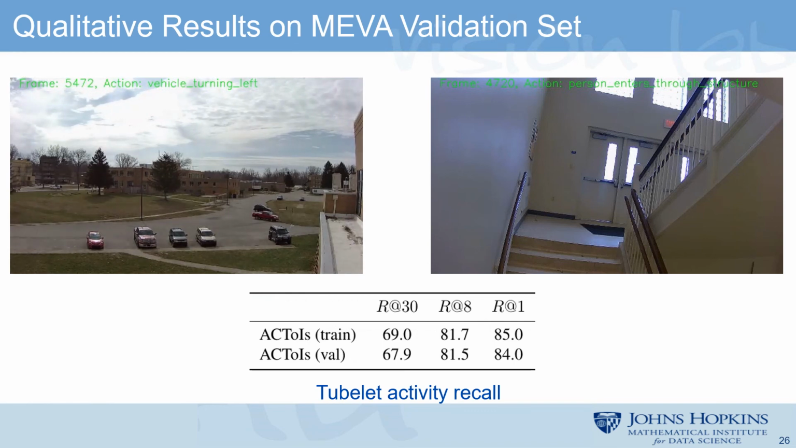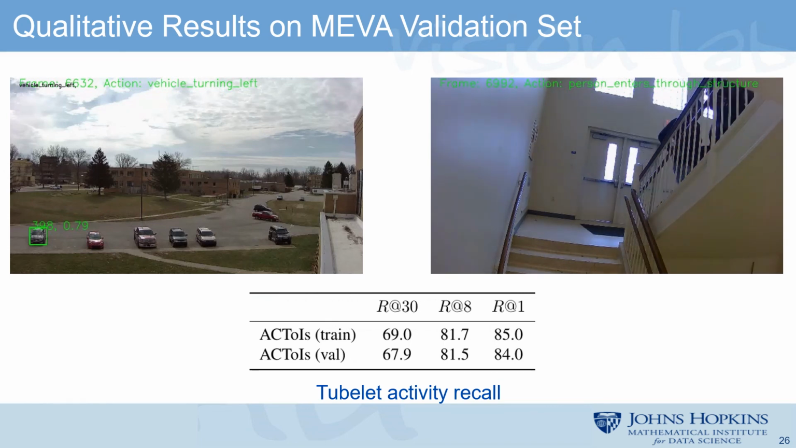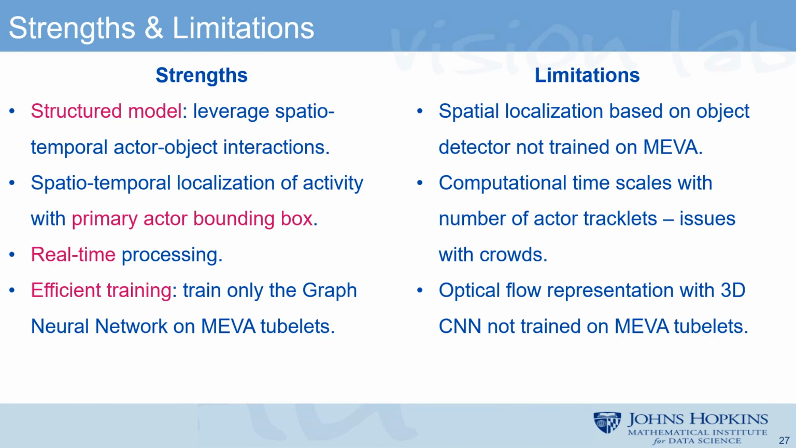If we look at the tubelet activity recall at 30 consecutive frames on the MEVA internal validation set, our tubelets are able to retrieve 68% of the ground truth activity instances. In summary, we presented a structured model for activity detection in extended videos, which models actor-object interactions, localizes activities on an actor level, can process videos in real time, and can be trained efficiently.